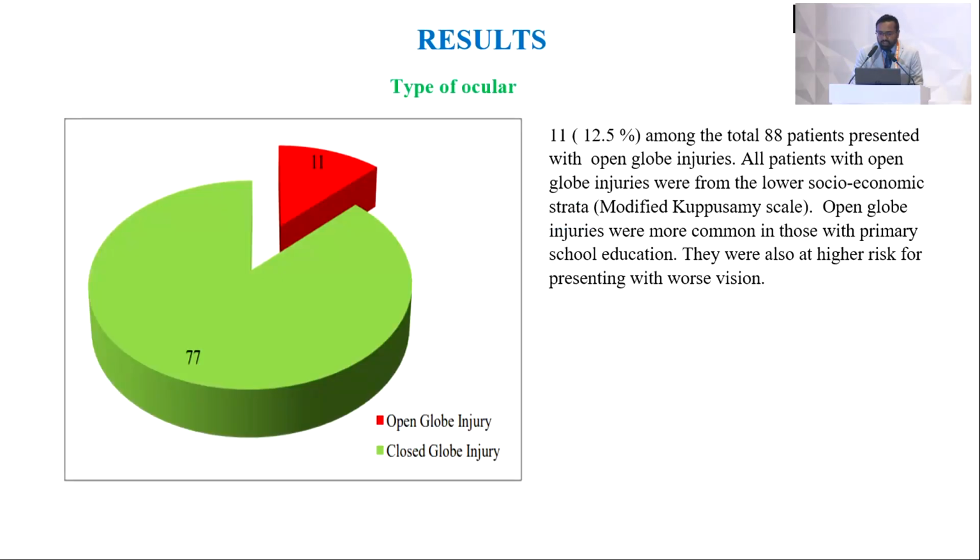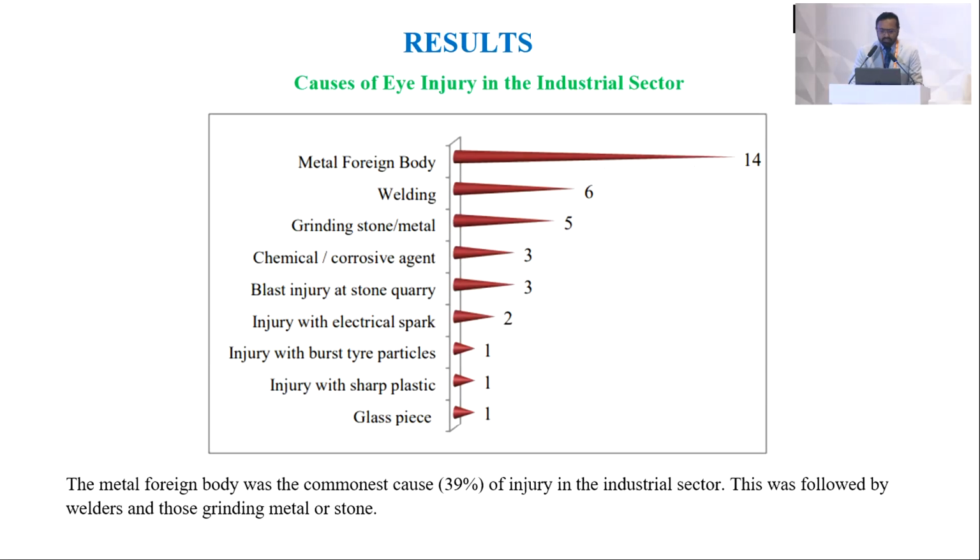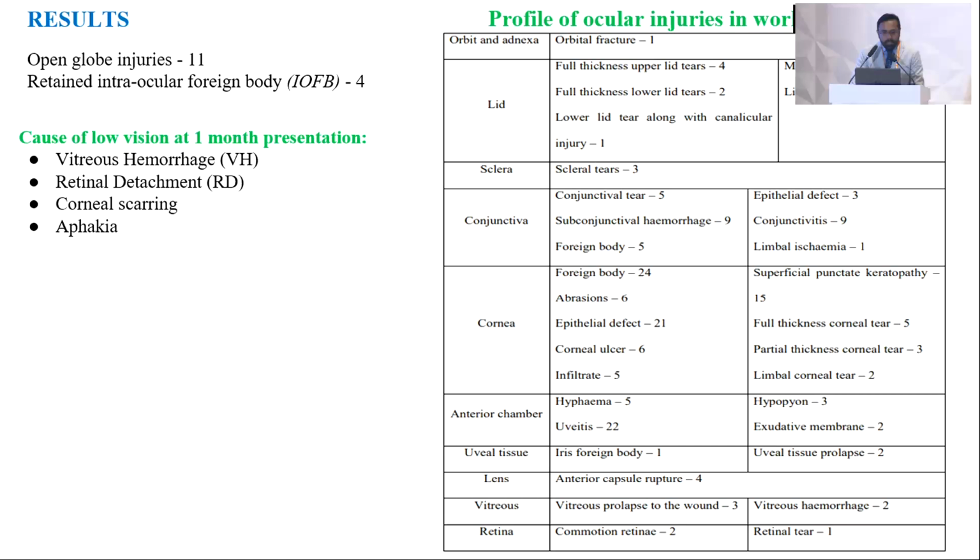Out of a total of 88 patients, we had 11 patients, or 12.5%, presenting with open globe injuries. All patients with open globe injuries were from the lower socioeconomic strata according to the modified Kuppuswamy scale. Open globe injuries were more common in those with primary school education, and those were at higher risk of presenting with worse vision. The metal foreign body was the most common cause of injury in the industrial sector. This was followed by welders and those involved with grinding metal or stone.